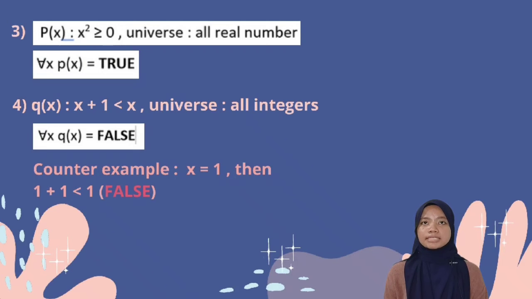Example 4, Q(x) is x plus 1 less than x and the universe is all integers. So the answer is for all x Q(x) is false. It is because when we take, for example, x equal to 1, then 1 plus 1 less than 1 is wrong, because 2 should be greater than 1.